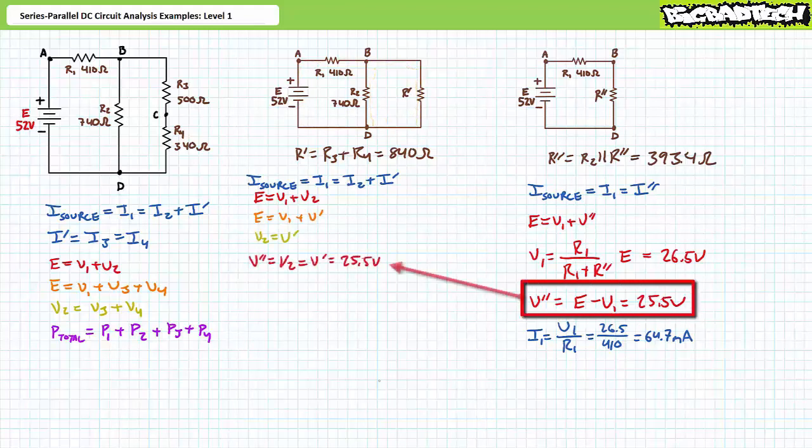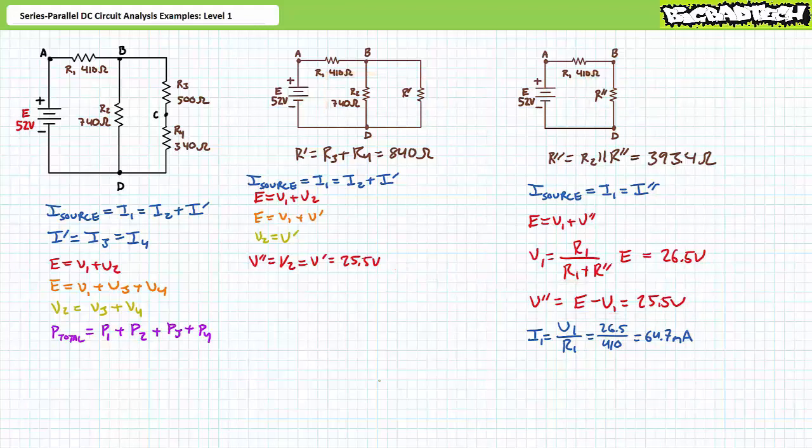Using the results of our previous simplification, where we found V double prime to be 25.5 volts, we can make use of fundamental parallel circuit properties, where voltage across elements in parallel is the same. R double prime is the parallel combination of R2 and R single prime. It can be said V double prime equals V2, which equals V single prime, and they all equal 25.5 volts. An application of Ohm's law demonstrates that I2 is 34.4 milliamperes.